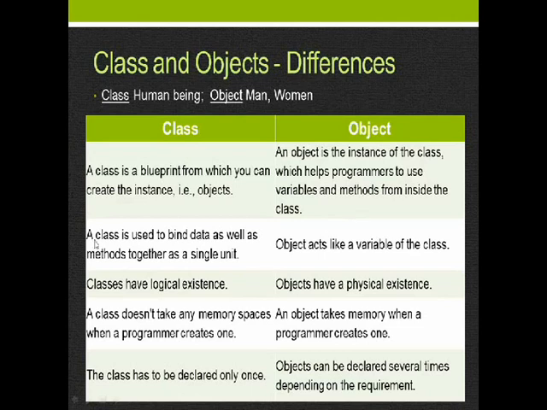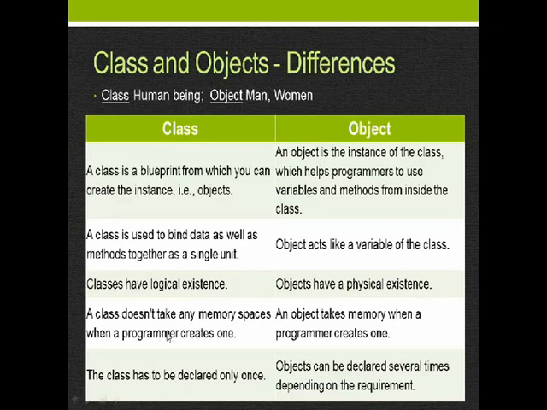The second one is, a class is used to bind data as well as methods together as a single unit. This is also called encapsulation. We will discuss it later on. Objects act like a variable of the class. Classes have logical existence, whereas objects have a physical existence.